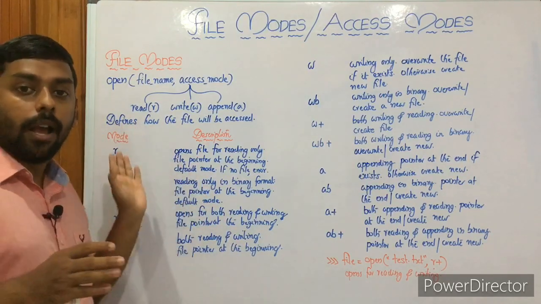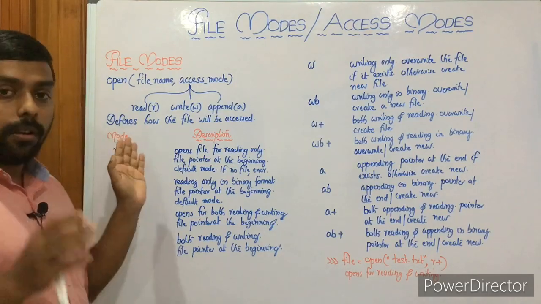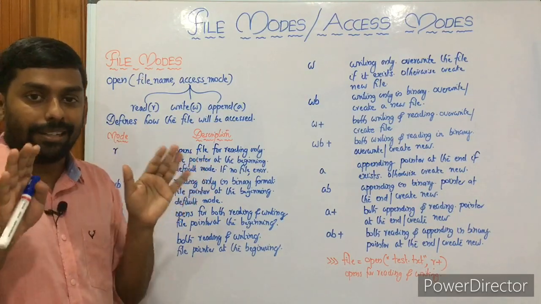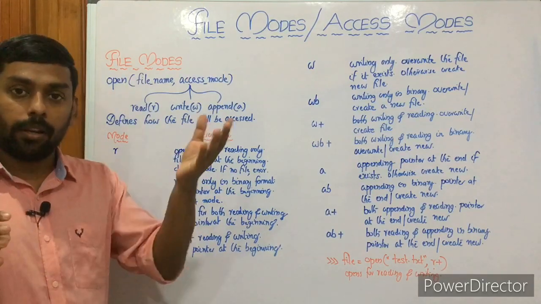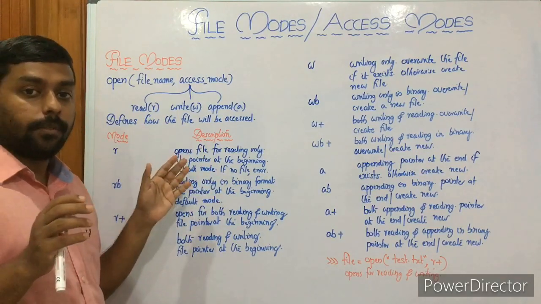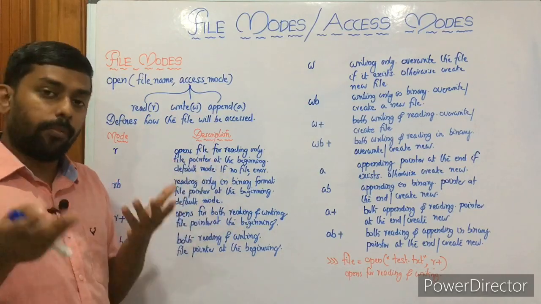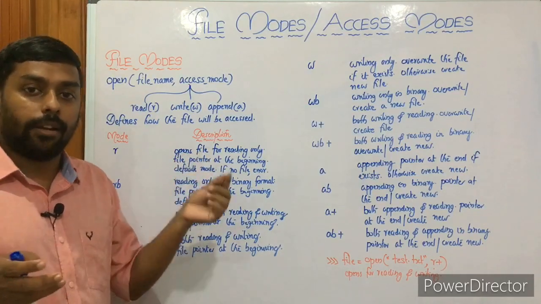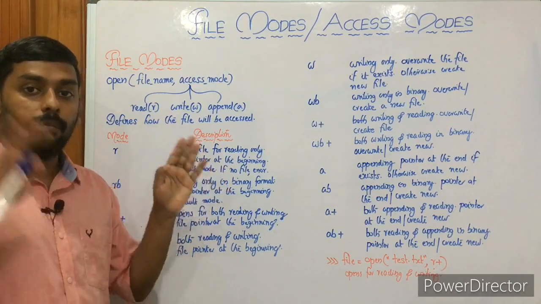We have R, RB, R plus, RB plus. Okay. Yes. R for reading text file. Then what else? That's a default mode, file pointer at the beginning of the file. If no file, it shows error. Okay. Then RB, reading binary, only reading, right? Reading only in binary format, file pointer at the beginning. R plus, both reading and writing, file pointer at the beginning. And RB plus, reading and writing in binary, file pointer at the beginning.